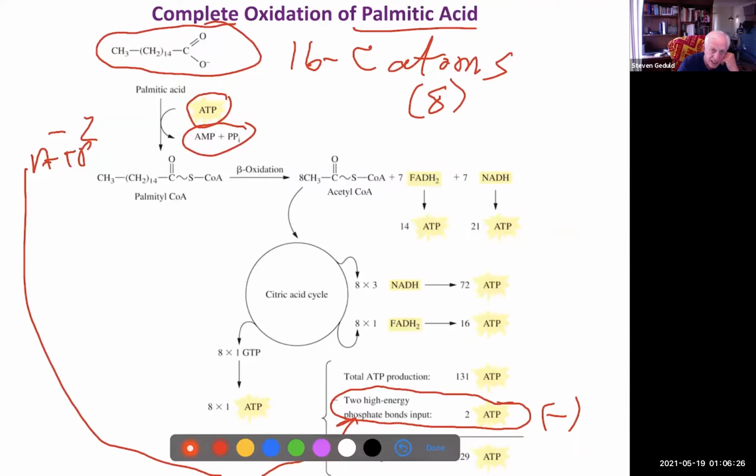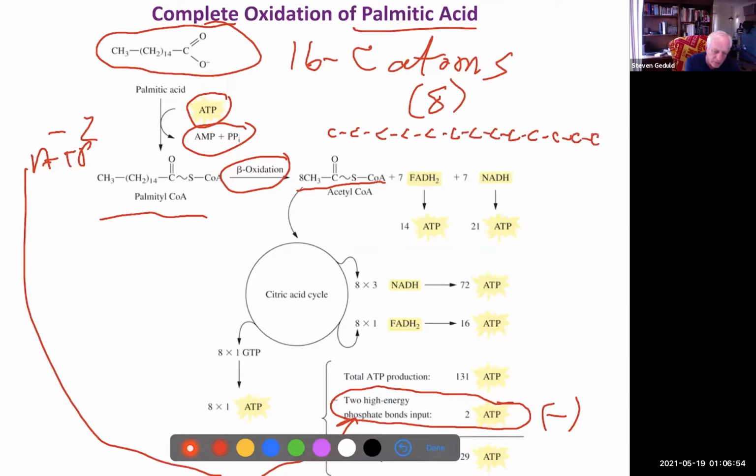Okay, we attach the coenzyme A to it, it becomes our coenzyme A complex, and we get beta oxidation, and we break it down to 8 acetyl coenzyme A's. Okay, now when you do that, there's 16 carbon atoms. So let's put 16 carbon atoms here. 1, 2, 3, 4, 5, 6, 7, 8, 9, 10, 11, 12, 13, 14, 15, 16. There's 16 carbon atoms. Now you're going to cleave that in 2 carbon atom pieces.